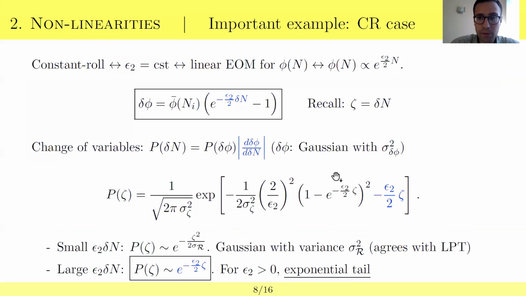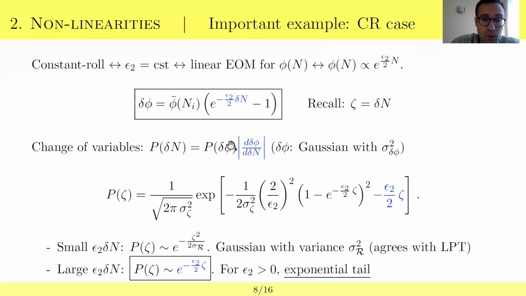Let us see an example of this. Consider the constant roll case. As we said before, this is a regime of dynamics in which the second slow roll parameter is constant. And in this case, the equation of motion for the inflaton has a closed solution. It's an exponential solution, a solution of an ordinary differential equation. And this solution we can perturb and find a closed analytical nonlinear relation between inflaton perturbations and delta N, which we recall is equivalent to zeta on superhorizon scales by virtue of the delta N formalism.